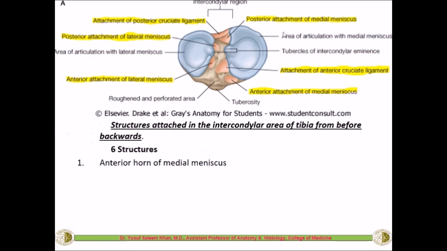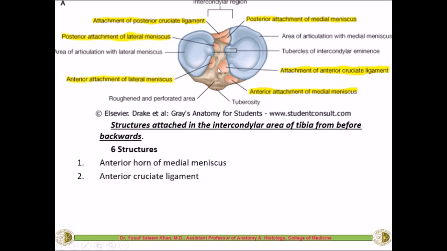The first structure is the anterior horn of the medial meniscus. If you can see here, this is the medial meniscus, and here you can see the anterior horn that will be attached to this part. So the first attachment will be the anterior horn of the medial meniscus. And the second structure, which is behind that, will be the attachment for the anterior cruciate ligament.